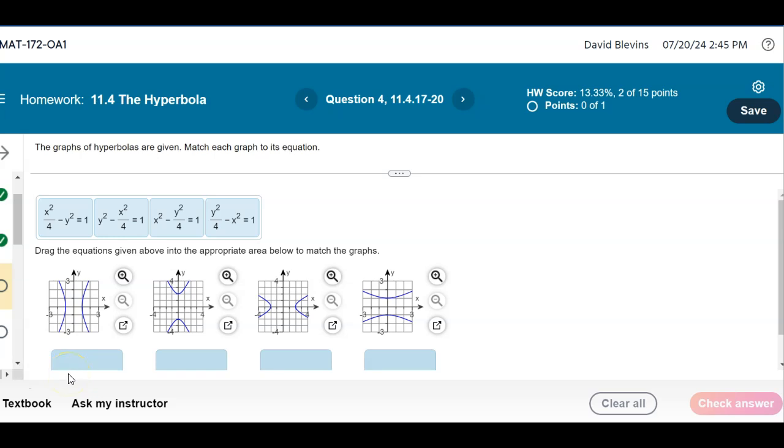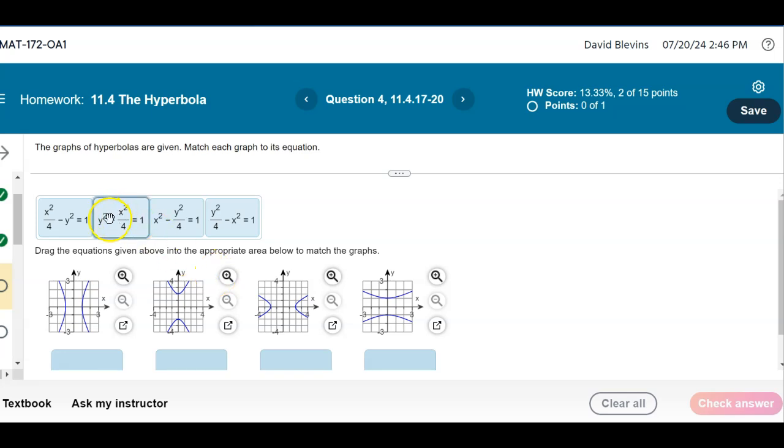Hey, Trick Class, I'm going to show you how I can match the equation of a hyperbola with its graph just from the equation, not actually graphing it with technology. So looking at these equations, if the positive term is x squared, then the hyperbola is going to open left and right, like the first choice and the third choice.